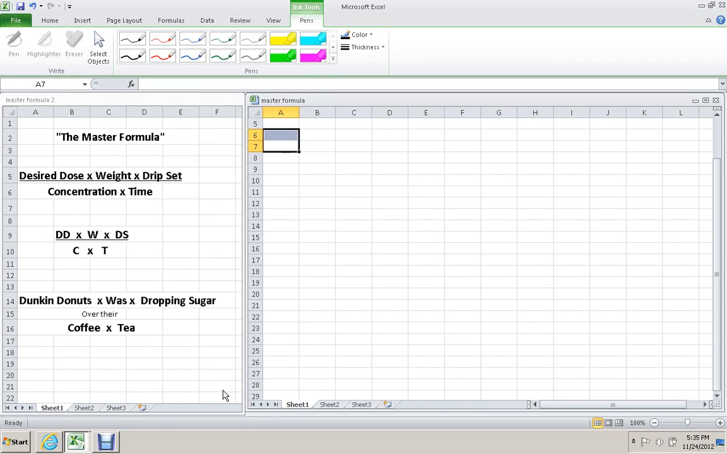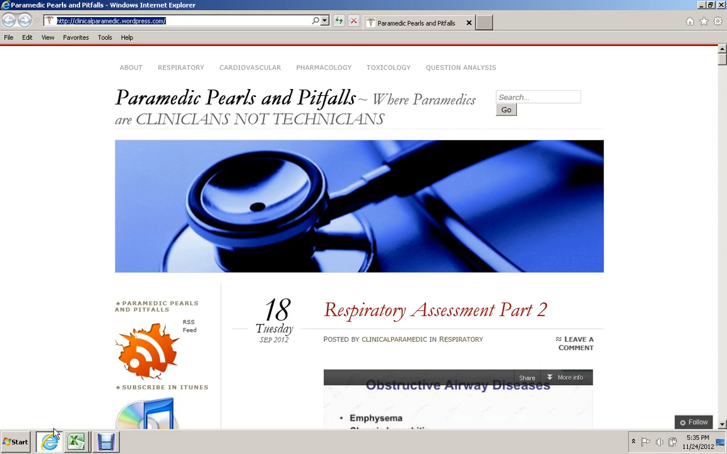I'm an EMT and paramedic student, and I also have over 30 years working as an insurance company mathematician. I thought it would be helpful if I went through some calculations, actually wrote out some of the problems for some paramedic med math calculations. And I'm going to recommend a website called Paramedic Pearls and Pitfalls.